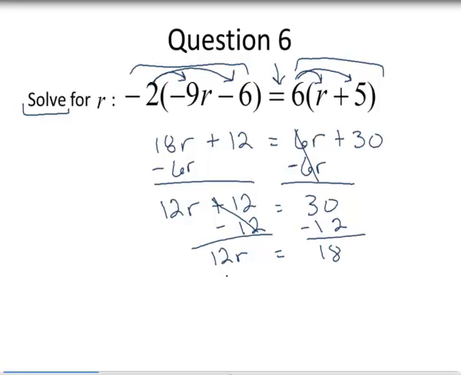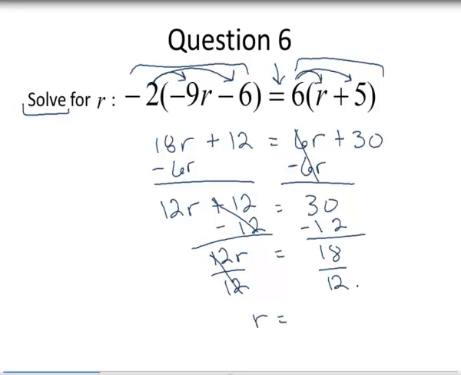Good. What's the last step? How do you separate this r from this 12? Yeah, this is multiplication, so to separate it you divide. So you divide the coefficient, 12, off. Do you see why this works, you guys? 12 divided by 12 makes 1, and that's what we want. We want 1r, so we have 1r here. 18 divided by 12 is a great answer, but there's something wrong there.